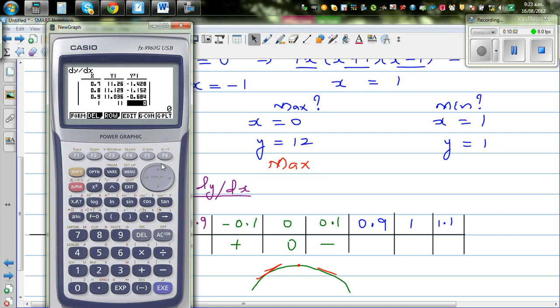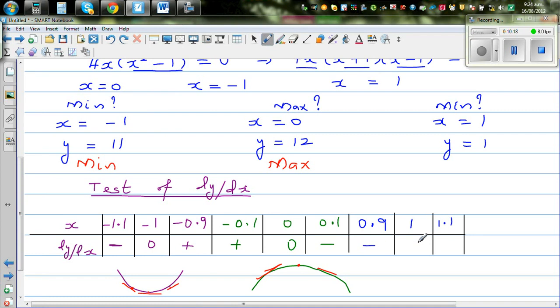To the left you have a negative gradient, and to the right, so let's see, at 1 you've got a 0 gradient. To the left of 1, which is 0.9, you've got a negative. So from negative, 0, positive. Here you can say from a negative gradient you get 0, and then you get a positive gradient.